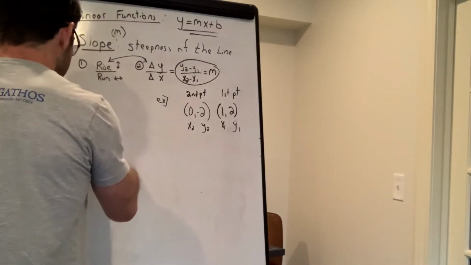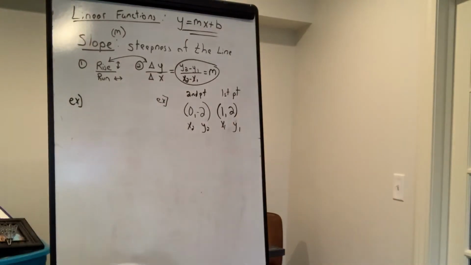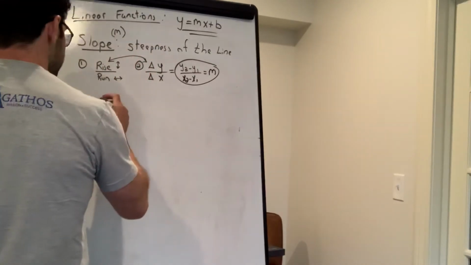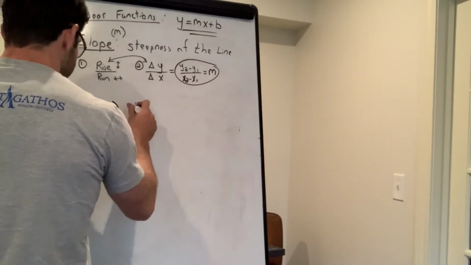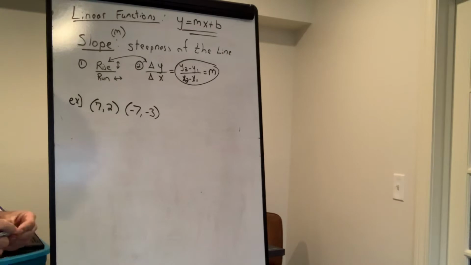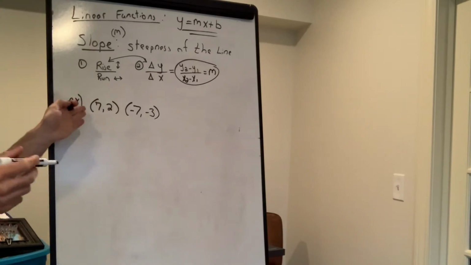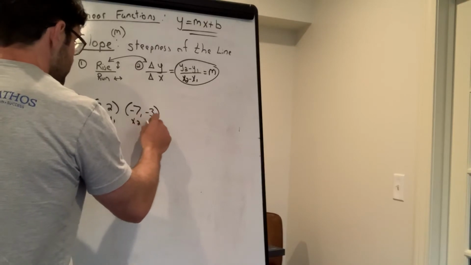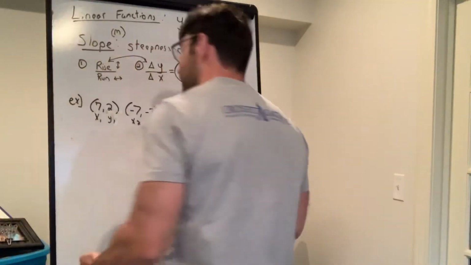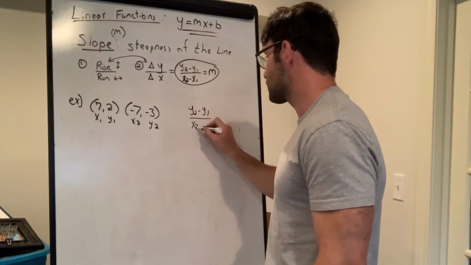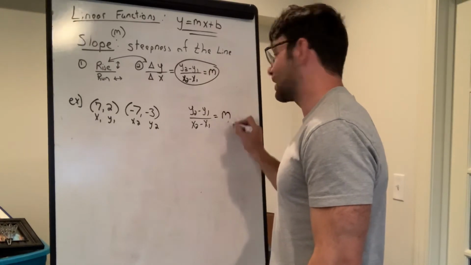So you might be given something like this. 7 minus 2, negative 7, negative 3. I don't care which you want to make the first point. I don't care which one you make the second point. Me personally, when I teach you, I'm going to say, if it comes first, it's the first point. So I will say x1, y1, which makes this x2, y2. And then I would ask you to rewrite the formula. We know that it's y2 minus y1 divided by x2 minus x1, and that equals slope.